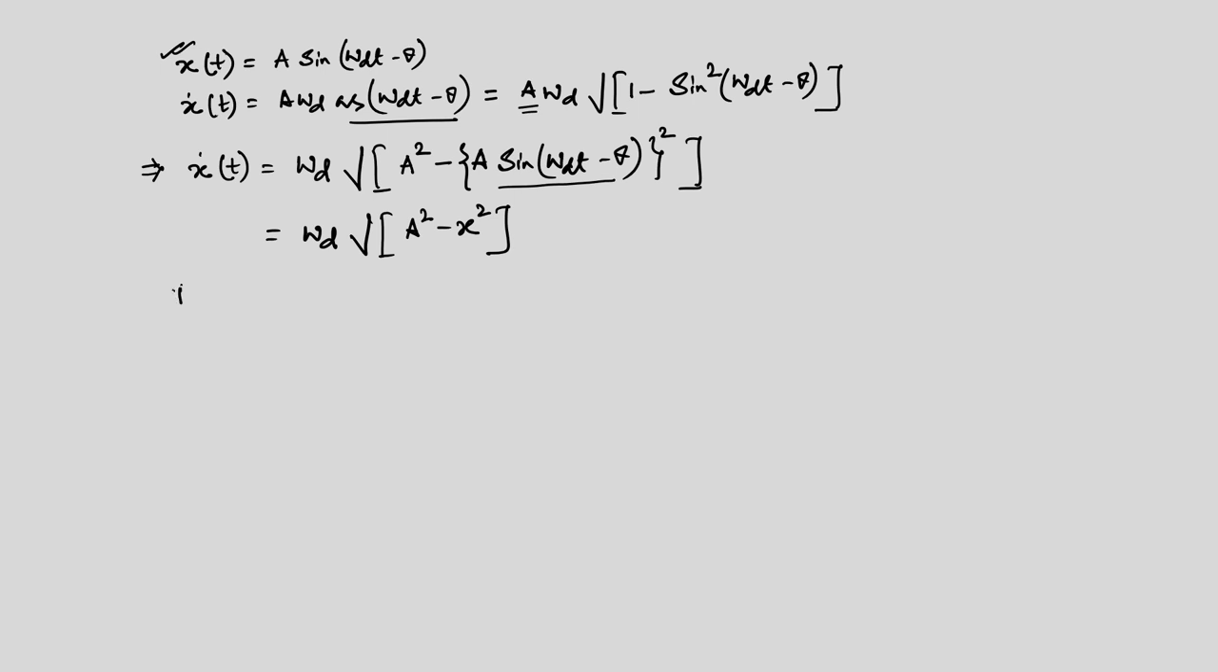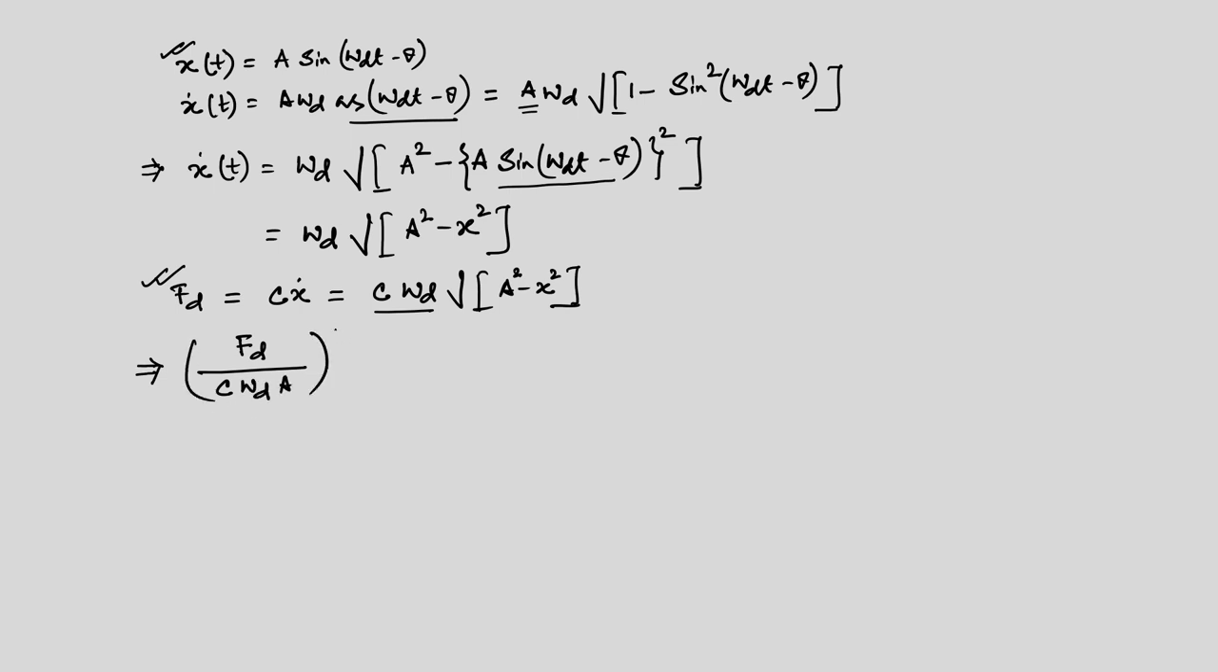So, F_d, that is the damping force, is what? It is c times x dot, and in place of x dot we can write c times omega_d times the square root of a squared minus x squared. Now, just by looking at this expression for the damping force, you can easily conclude we can simplify it. So, F_d divided by c omega_d a, whole squared, plus x by a, whole squared, is equal to 1.